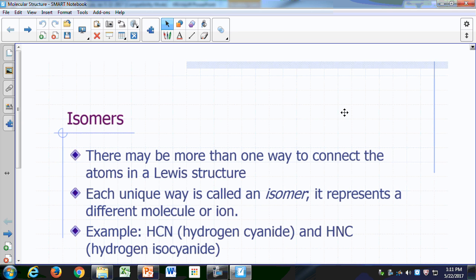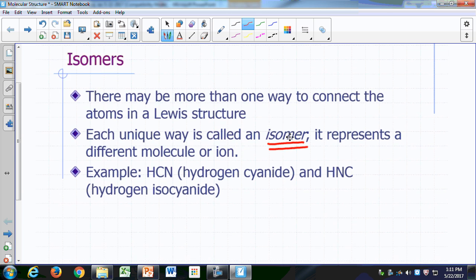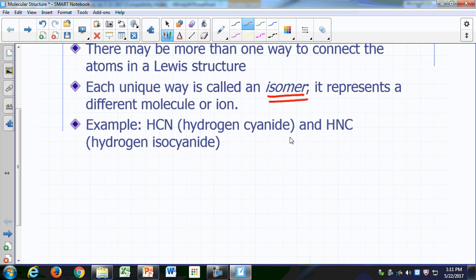Whenever you have more than two atoms in a molecule or a polyatomic ion, there may be more than one way of connecting the atoms in the Lewis structure. Each of these unique ways is called an isomer, and each one of these would represent a different molecule. Let's take a look at a molecule that's made up of one hydrogen, one carbon, and one nitrogen.